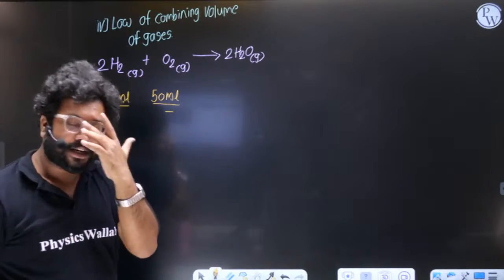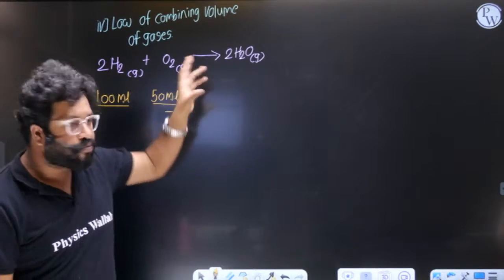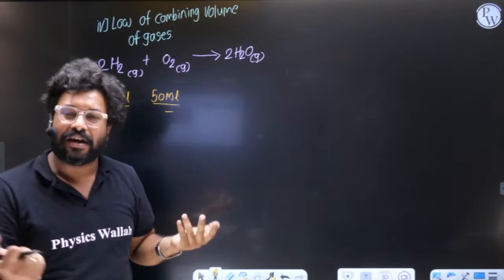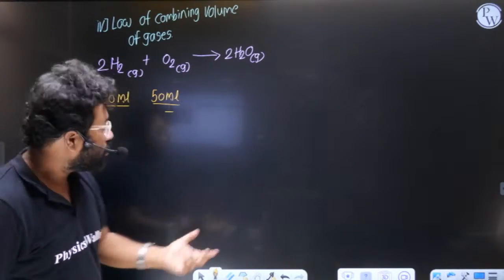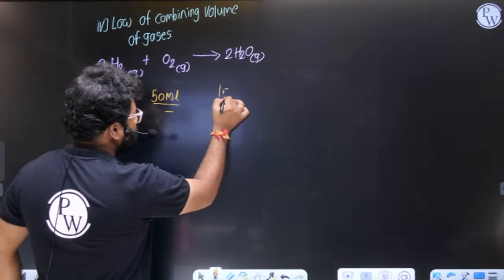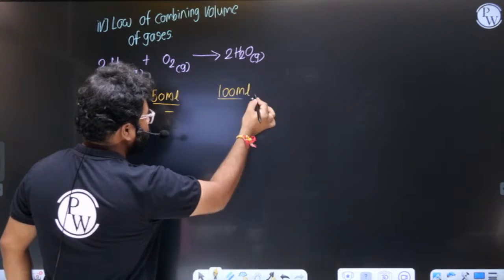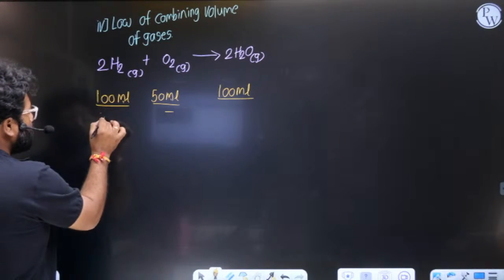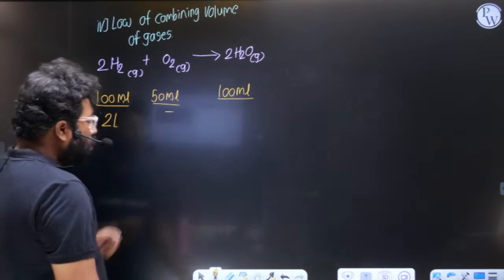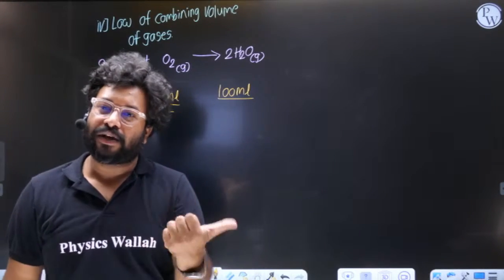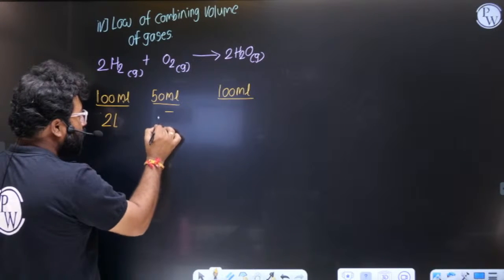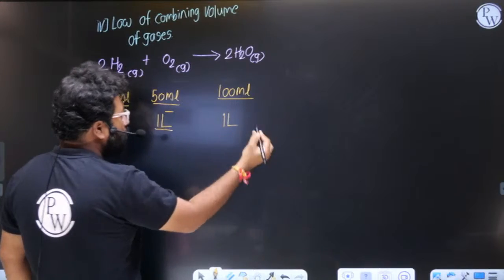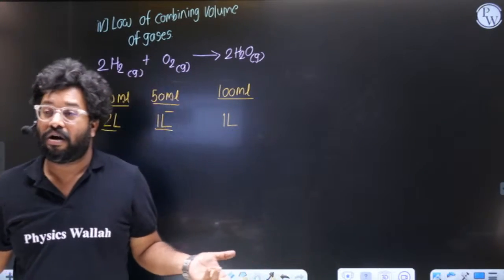Similarly, just observe the ratio between hydrogen and water. For hydrogen, you have taken 2 moles. For water also, you have taken 2 moles. Not we have taken, it is the normal stoichiometry of this reaction. So if this is 100 ml, this has to be 100 ml only. Okay? Now, apart from this, you can take whatever amount you want. Suppose you are taking 2 liters of hydrogen, you need 1 liter of oxygen, and it will produce 2 liters of water. That is what this law justifies.